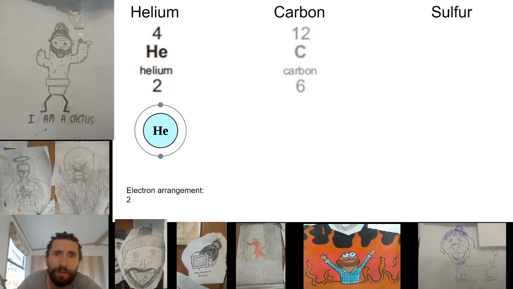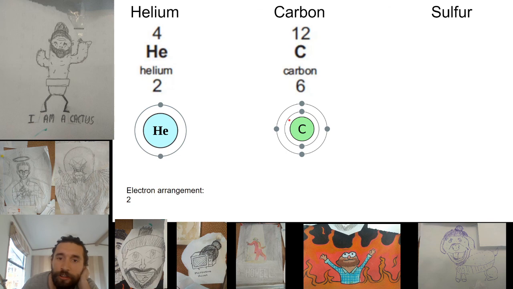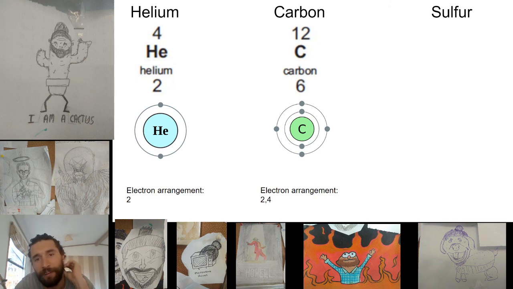For carbon, it's got an atomic number of 6, so it's going to have 6 electrons around it. The first 2 electrons are going to go into the first electron shell here, but we still have 4 more left over, so those 4 are going to go into the next electron shell. So here we got 2 in the first shell, 4 in the second, so the electron arrangement is 2, 4.